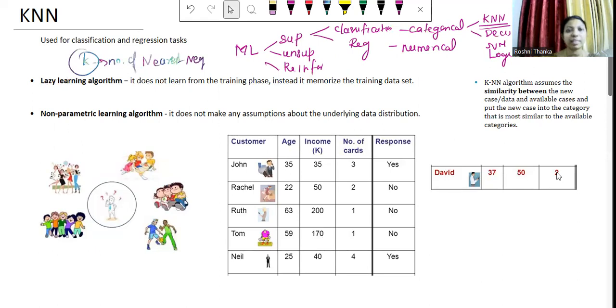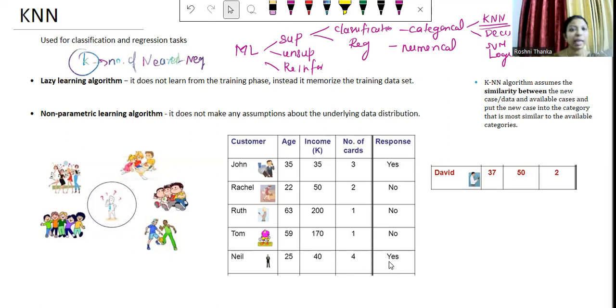So how will we decide that? Based on the already available data, we are going to find the similarity between this newly arrived data and the already available data, and see who is more similar to this newly arrived data. And by seeing the similarity, we are going to decide whether I can give the loan or not. So that is the speciality of this KNN algorithm.